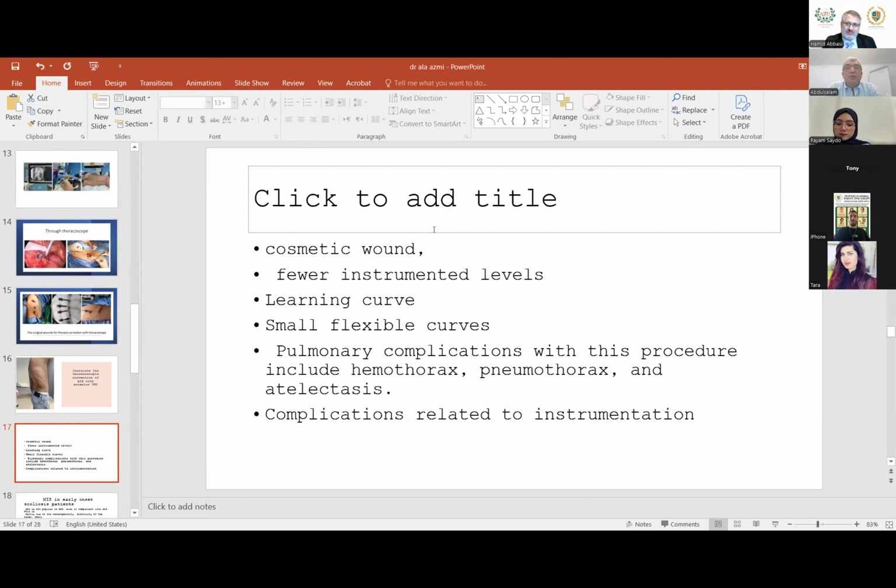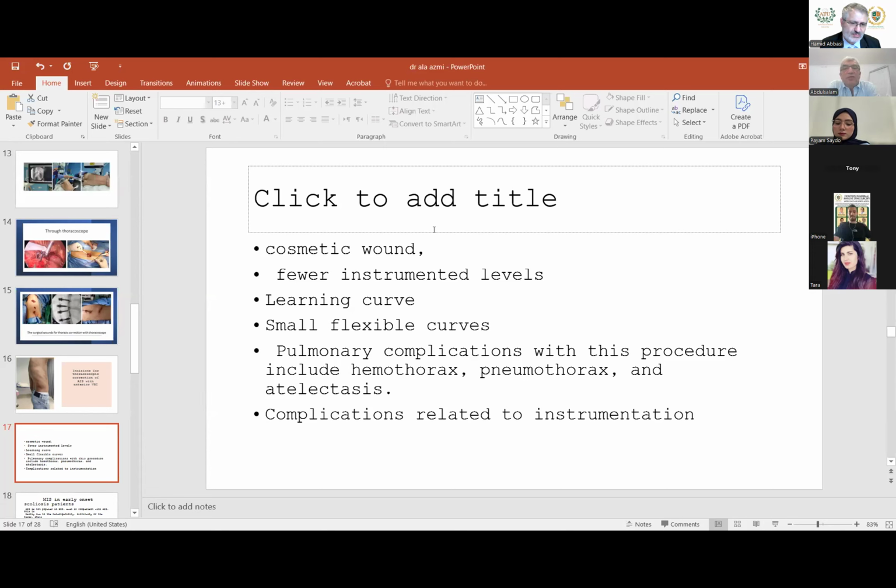So it's a cosmetic wound, fewer instrumented levels. It should have a learning curve. Actually, in the literature, they are saying that you can be competent after doing at least 11 cases. Small flexible curves, it must be 50% flexibility, otherwise it will not work. And you don't need to do the big curves.